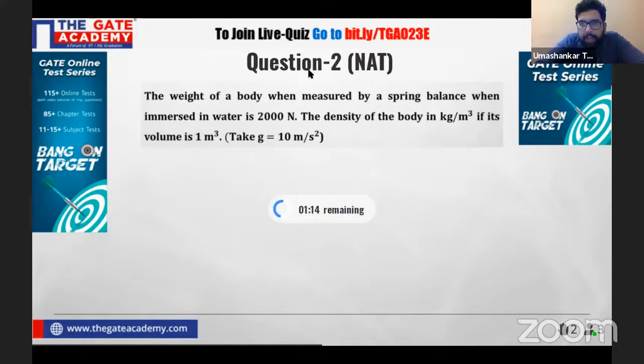We have to apply Archimedes' principle. Try to think. In buoyancy, we know that when a body is immersed in a liquid, it is acted upon by the buoyant force, which tries to buoy it up, meaning it tries to lift it up. This is what we know in buoyancy, right?